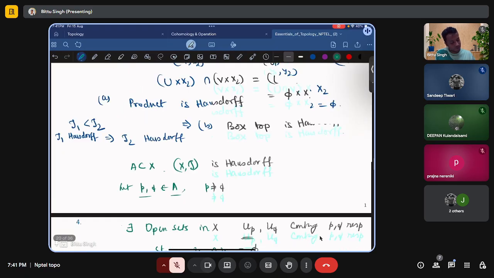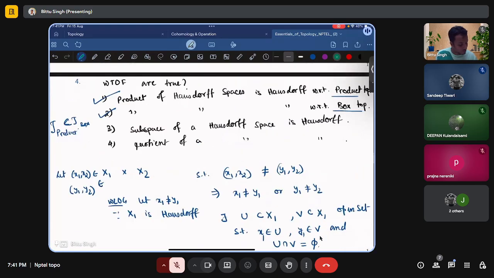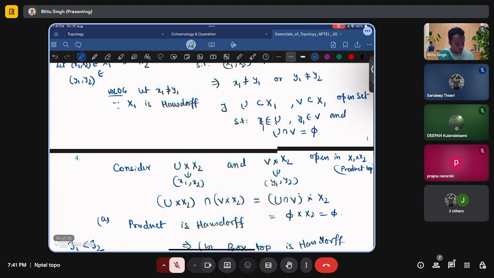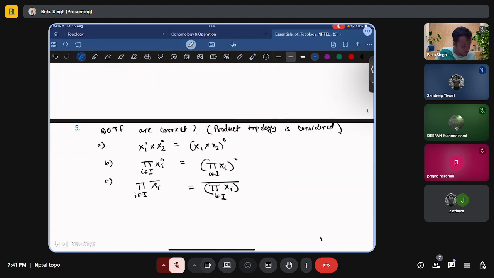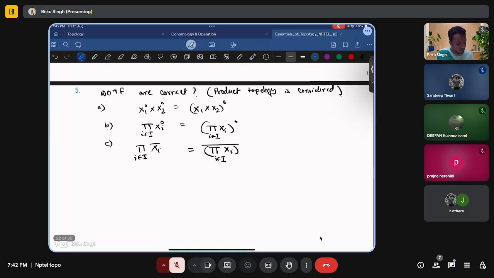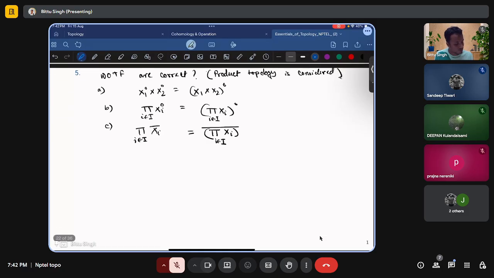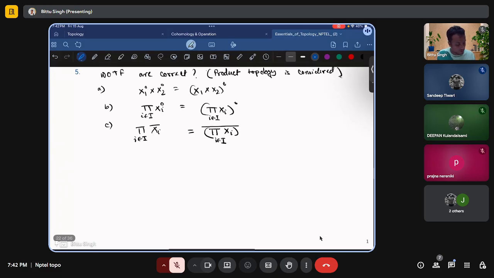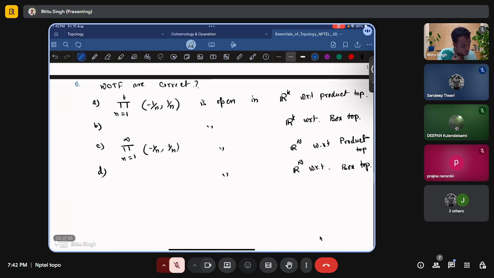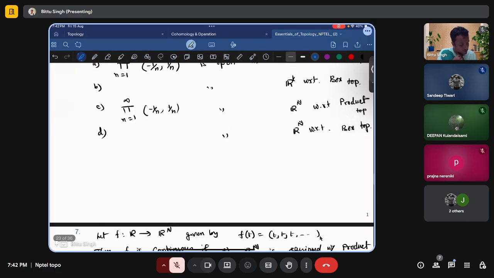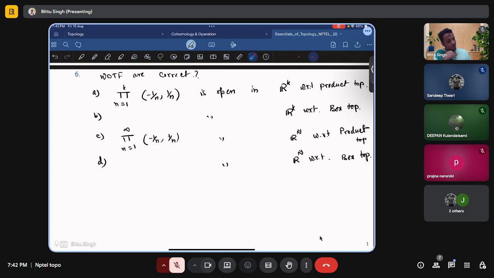Now there is another question: will it be preserved under quotient topology? So we'll see later. So 1, 2, 3 is correct. We'll see the last property. So again, there are some questions. The first one says, okay, let me solve it later. There is another nicer question. So before that, let us see this question.